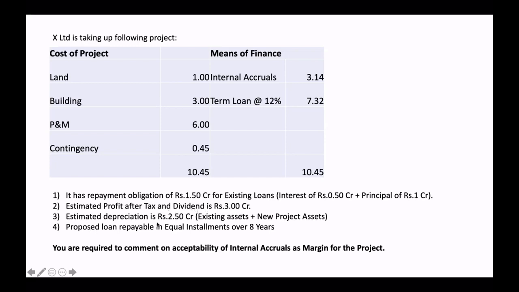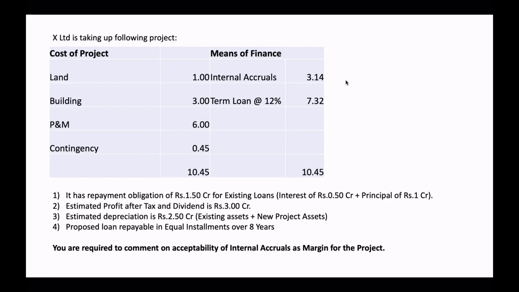Estimated depreciation is 2.5 crore. This is both on the existing asset as well as the new project asset. Then the proposed loan is repayable in equal installments over a period of 8 years. You are required to comment on acceptability of internal accruals as margin for project. Whether this internal accruals can be accepted or not. So how would you take that decision?